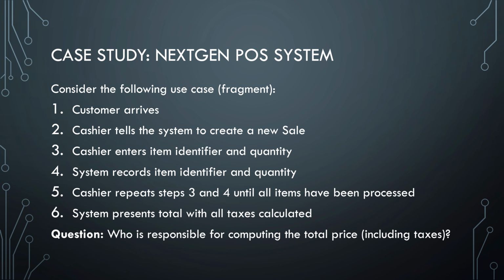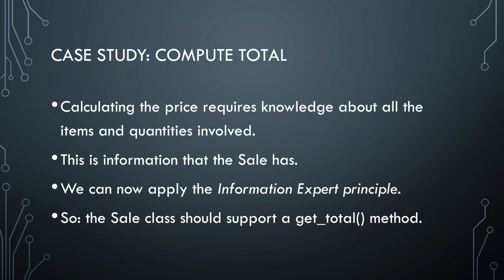Let's look at the use case again. Who is responsible for computing the total? In order to compute the total, you need to know the items and quantities. This information is in the sale object. If we apply the information expert principle, this means that the sale class should have a method that computes the total.